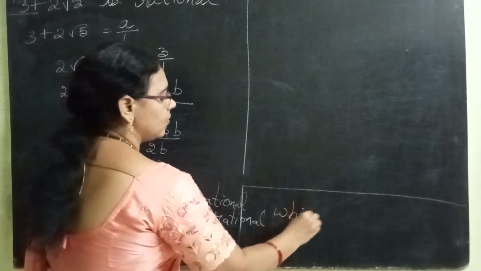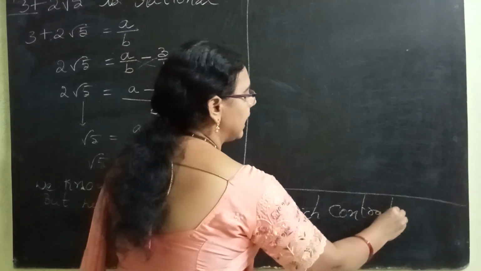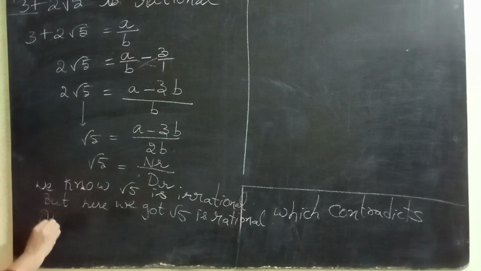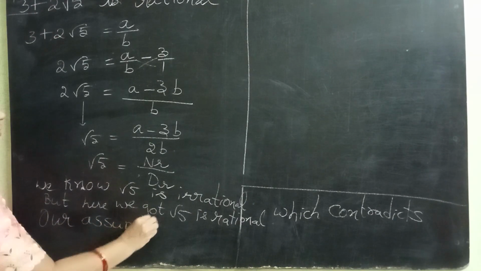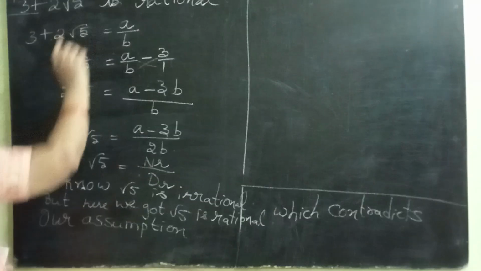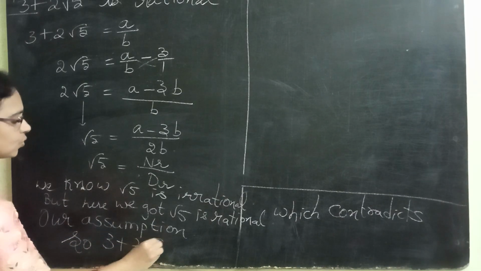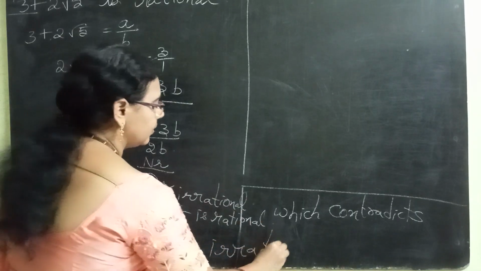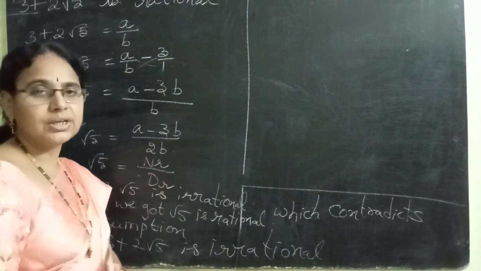What is our assumption? Our assumption is that 3 plus 2 root 5 is rational, which is wrong. So 3 plus 2 root 5 is irrational. Okay, 3 plus 2 root 5 is irrational.